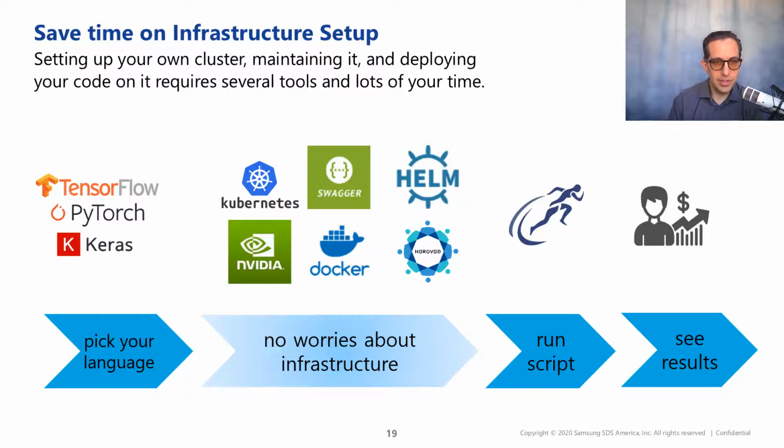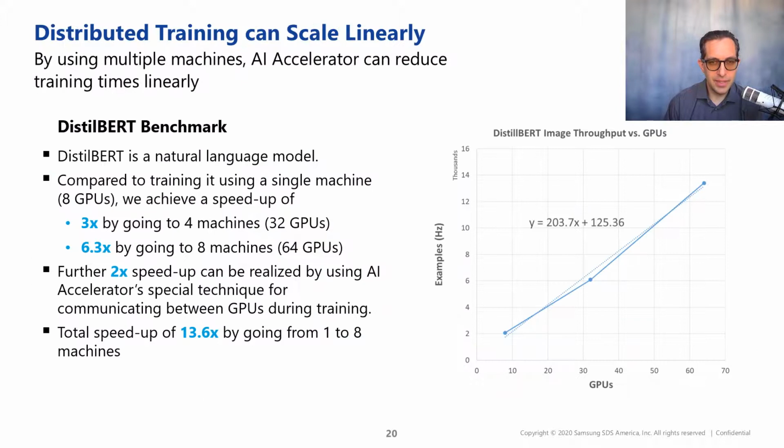So you would choose the language that you want to code your AI in: TensorFlow, PyTorch, Keras, whatever it is. You don't have to worry about the computing infrastructure at all, and you simply run your script. Ordinarily, you do this on your desktop computer. Brightix AI Accelerator allows you to do that in the exact same manner on a cluster of many, many GPUs, however many you want to use, and to execute that script, see the result, and be done. The benefit of doing that is that you get to do things a lot faster than before.